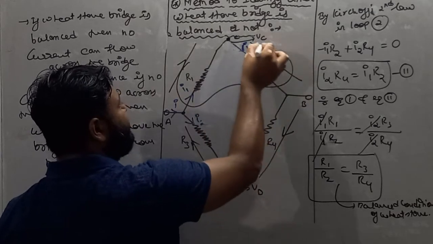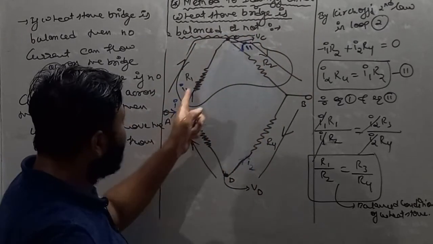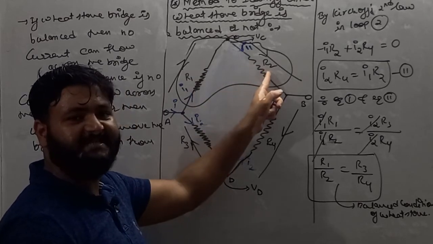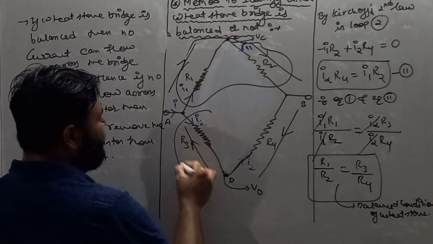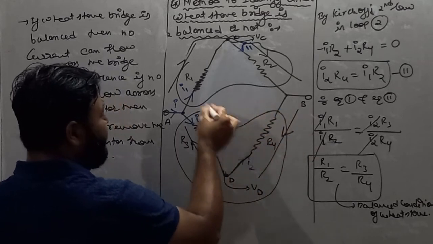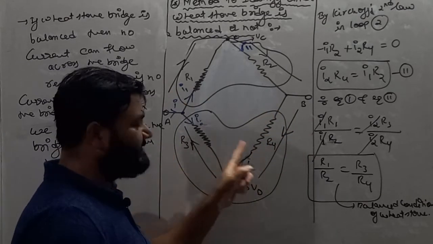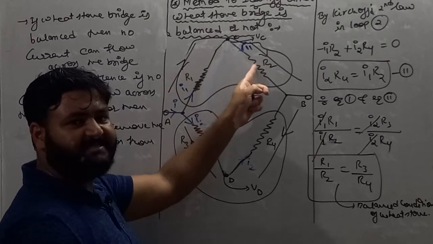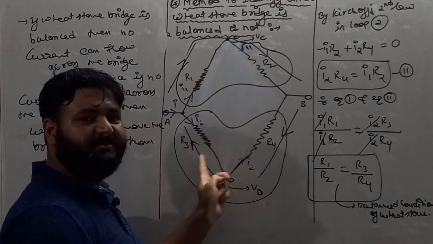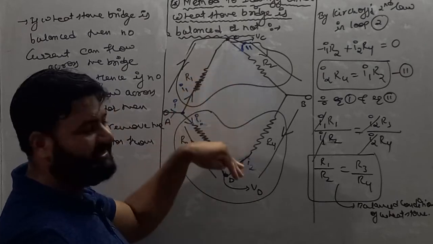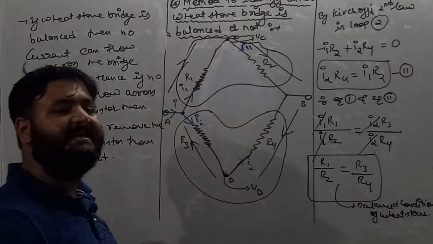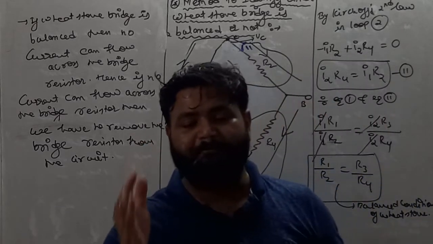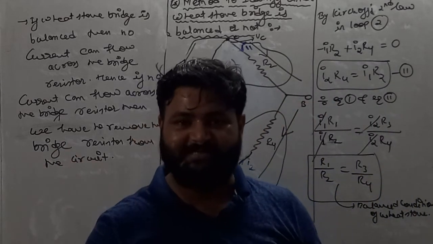This R1 and R2 carry the same current. So if both resistors carry the same current, then these resistors are said to be in series. Similarly, R3 and R4 carry the same current, so those two resistors are in series, and then the two series combinations are in parallel. So this is how we solve the Wheatstone bridge situation.